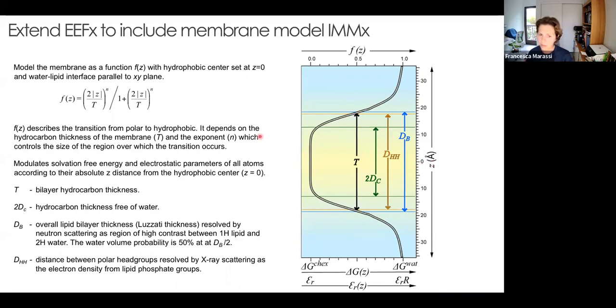So this function really describes the transition, okay, from a purely aqueous environment out here at the edges to a purely hydrophobic environment. And within the Explore NIH environment, you can set things like the bilayer hydrocarbon thickness. This is a parameter that can be set depending on your sample conditions. And you can also set the rate at which this function changes, depending on the type of lipid that you have.